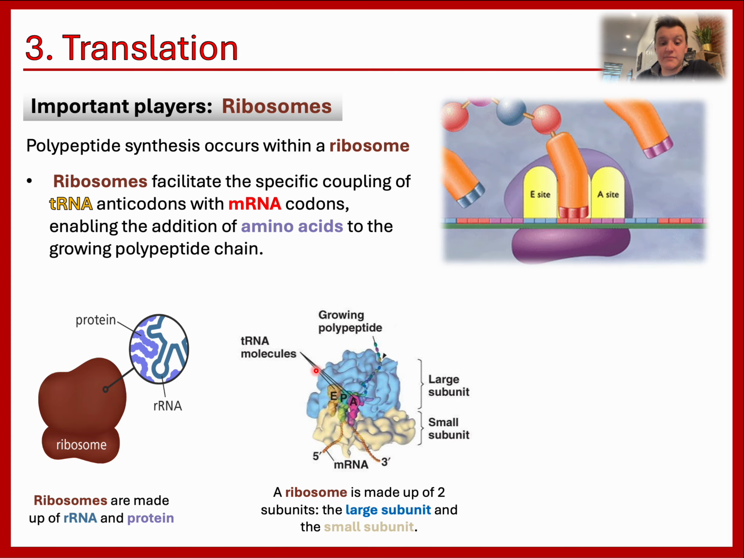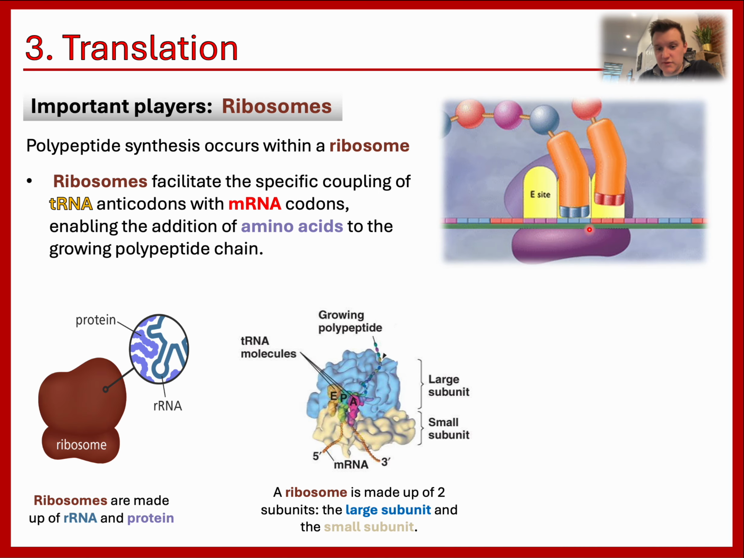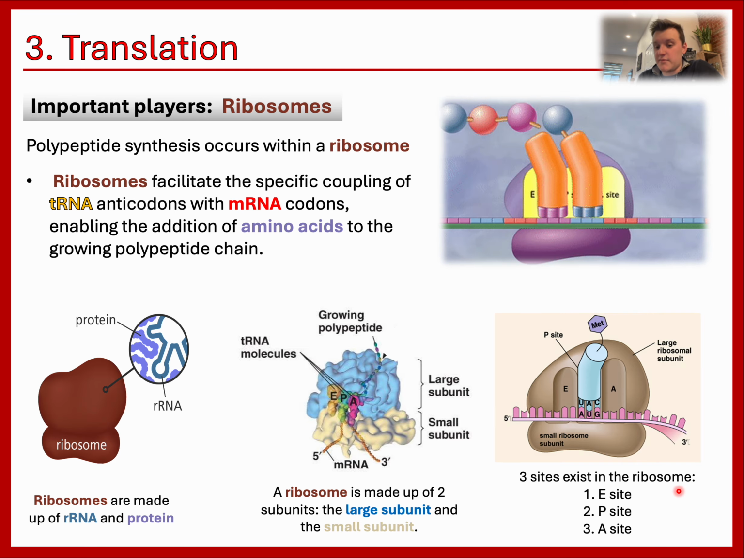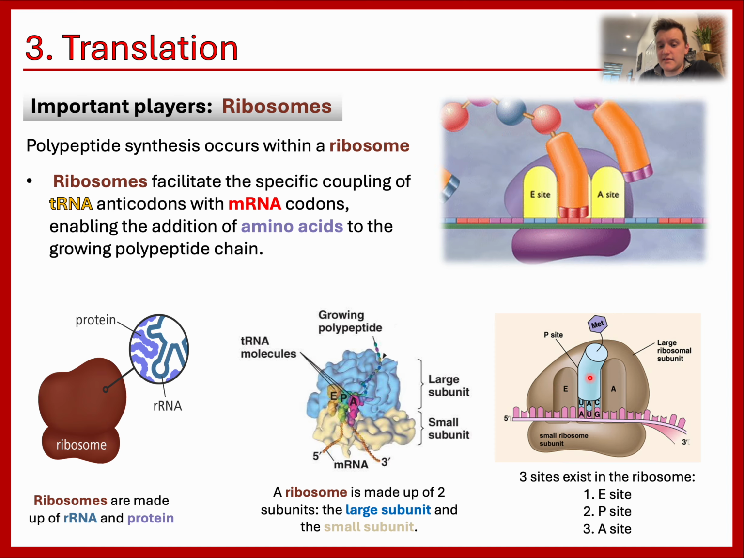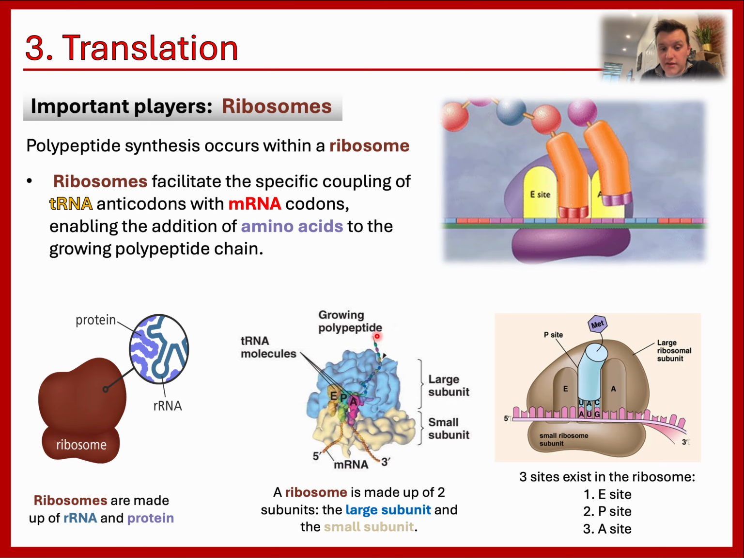A ribosome is made up of 2 subunits. A large one, here you see in blue, or here in the picture you see this huge one on top, and the small subunit on the bottom, kind of holding everything together, okay? And there's 3 sites that exist in the ribosome: the E site, the P site, and the A site. Those are where the tRNAs will go and bind to, okay? And we're going to go through exactly what the steps are for that. So here you see the E, P, and A, and these tRNA molecules are sitting in that site, and they're making this growing polypeptide.